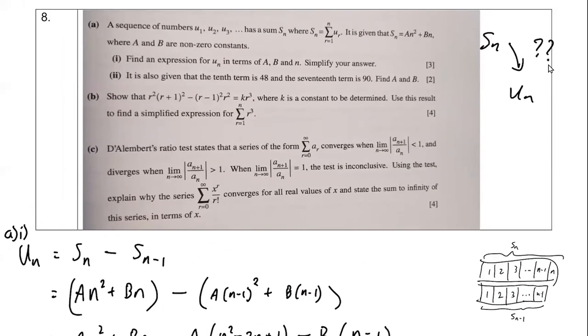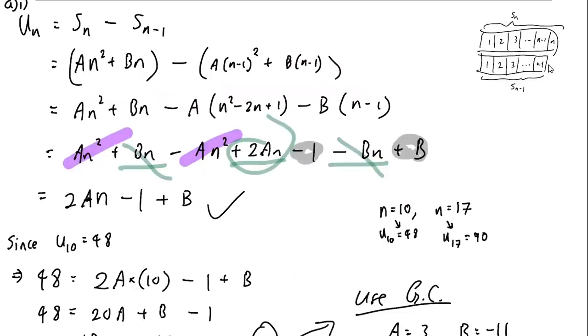Show that r squared times (r plus 1) bracket squared minus (r minus 1) bracket squared times r squared equals k times r cubed, where k is a constant to be determined. Use this result to find a simplified expression for the summation of r cubed from 1 to n.